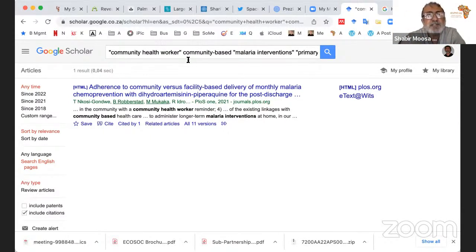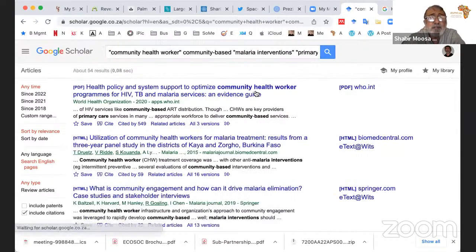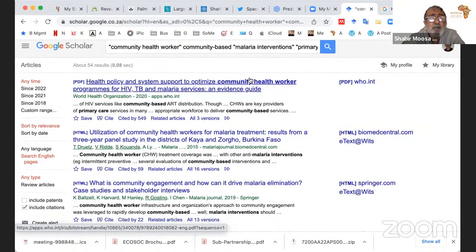I did a quick search on the words that I heard coming through: community health worker, community-based malaria interventions, primary care. These are the words you'll end up looking at with digital health. Because digital health is partly interventional, let's look at something beyond that and see if we're getting anything else. Oh, well, there's more. Clearly, for digital health there's very little done, but there's more about community health worker programs, which is systems support, to say, how might that be done?